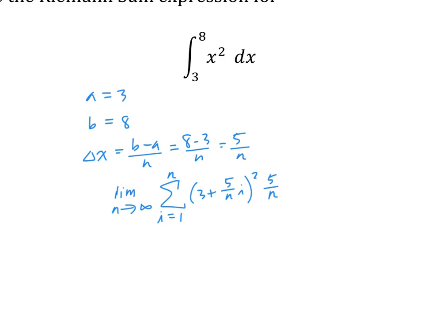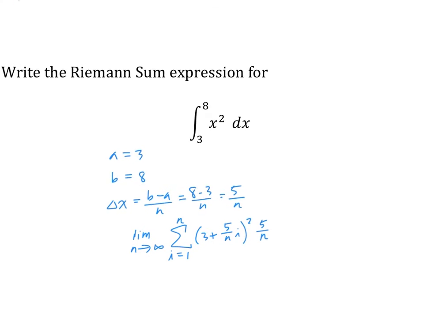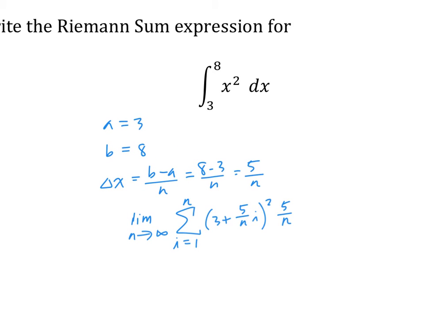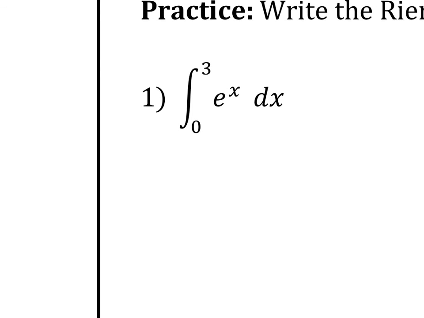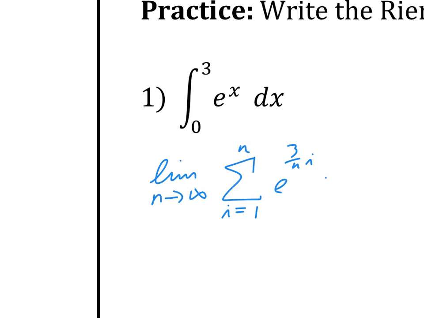Try another one. Just in case you didn't finish copying, I'm going to leave it up there for 2 more seconds. All right, try this one. Because of time constraint, we don't have a lot of time to practice. Limit as n goes to infinity of the summation from i equals 1 to n of e to the 3 over n i times 3 over n.